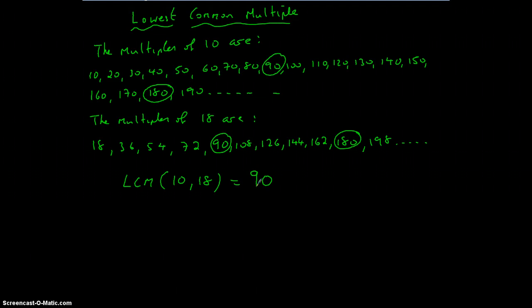Now, depending on the size of these numbers, it may or may not be practical to write out the multiples. On many occasions, it is practical to write them out, and I would suggest that you do it that way. But let me show you how to find the lowest common multiple using prime factorization.